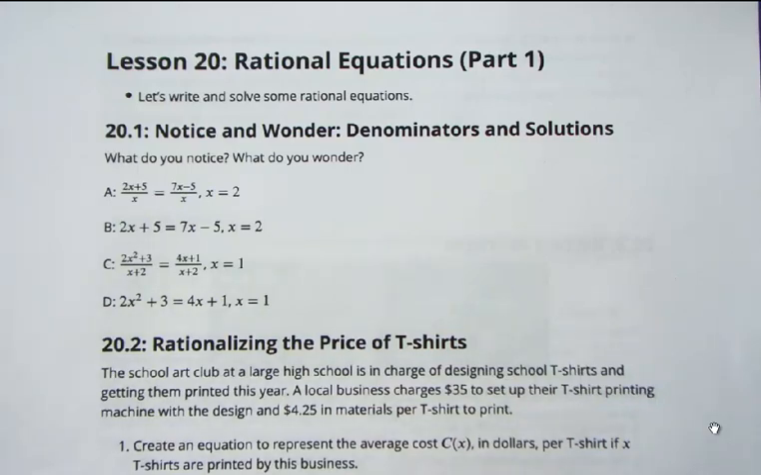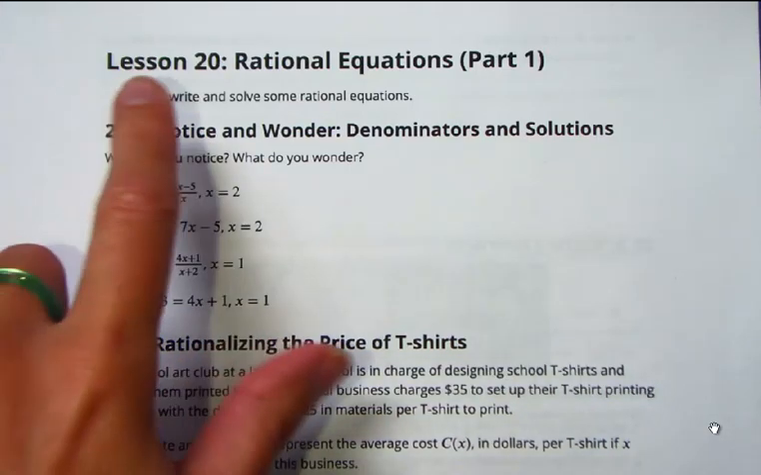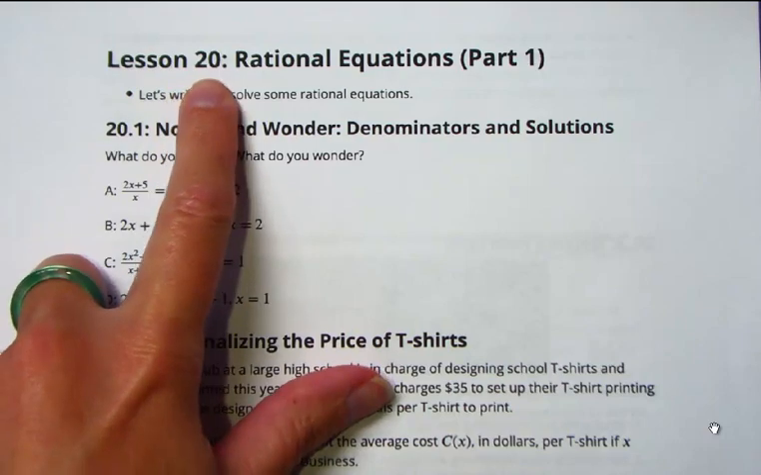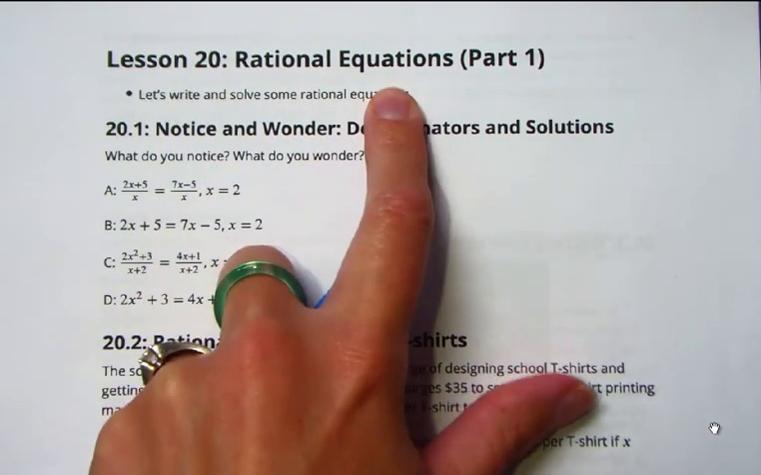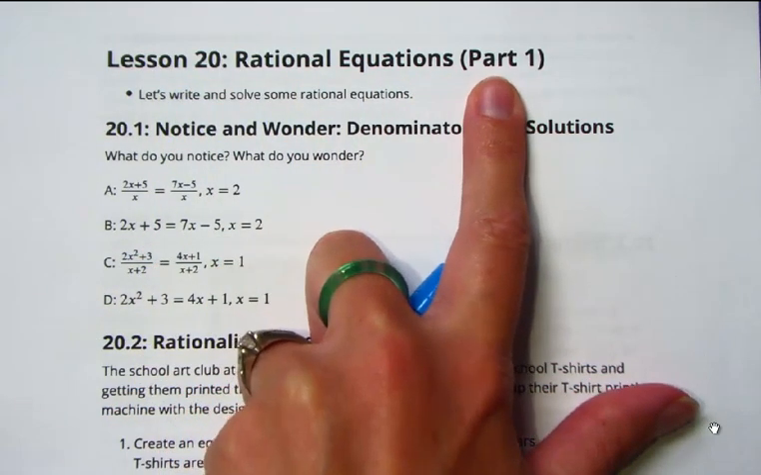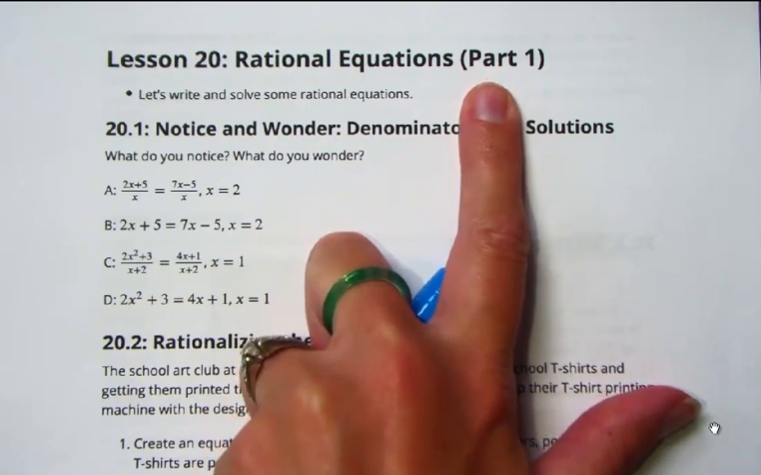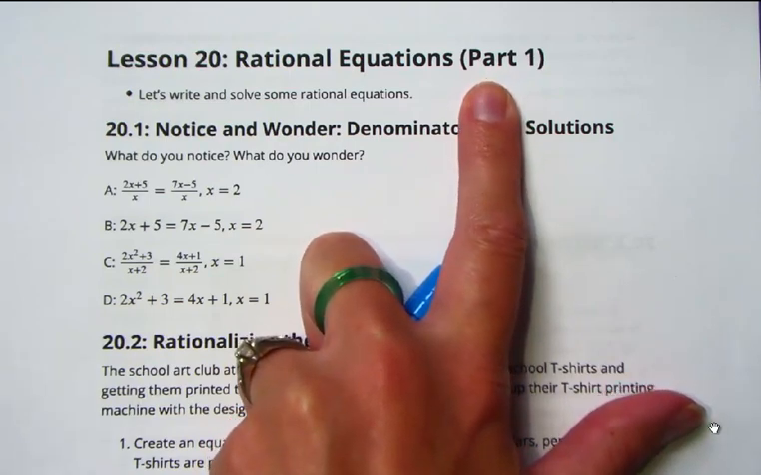Hello and welcome to another video lesson. This one is Unit 2. We're looking at Lesson 20 and we're talking about rational equations, and this is the first part of it. We're also going to see more of this in our next lesson, Lesson 21.